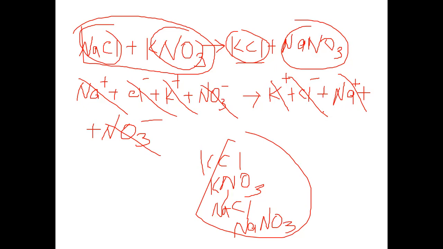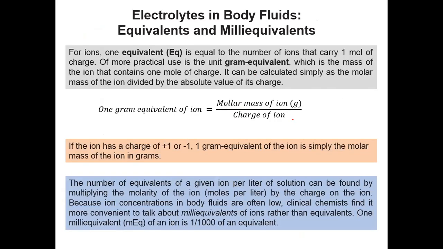But in body fluids, as you guys know, we have K plus, we have Na plus, we have Cl minus, right? We have all these ions in there. So how do we understand how much of all these ions we have in there? Concentration doesn't work because, as I said, we have all of them together. So because of this, there is another parameter used, which is equivalent and gram equivalent.